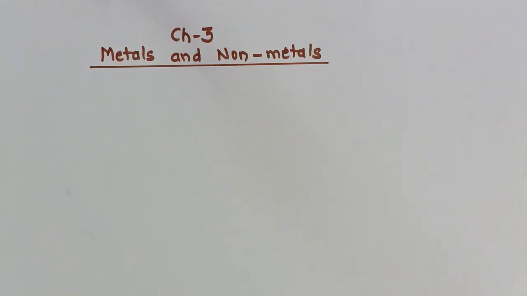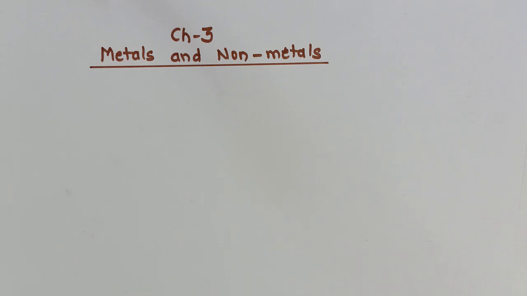Hello dear students. Today we are going to study the third chapter of our 10th class, metals and non-metals. In this chapter we'll be discussing various properties of metals, various properties of non-metals, physical as well as chemical properties, exceptions, then chemical reactions of metals and non-metals, how metals and non-metals react with each other to form ionic compounds, what are the properties of ionic compounds, etc.